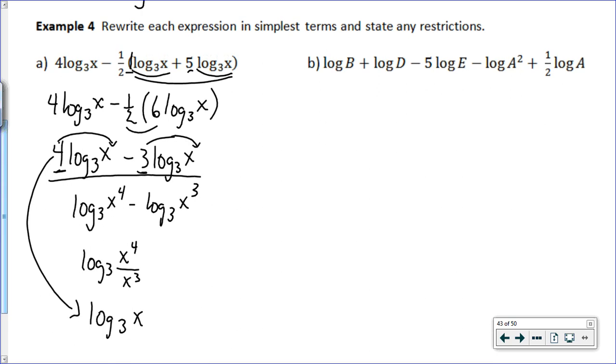So maybe take a minute and try this one. Put that all together into a single log, in this case base 10, remember if it's not written, it's base 10, of some powers of a, b, d, and e.